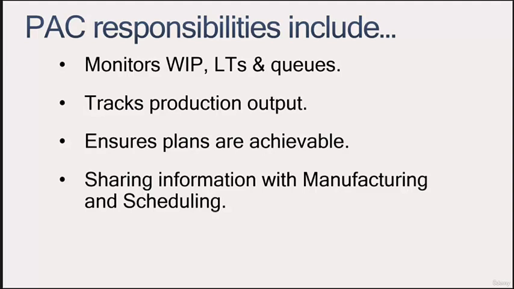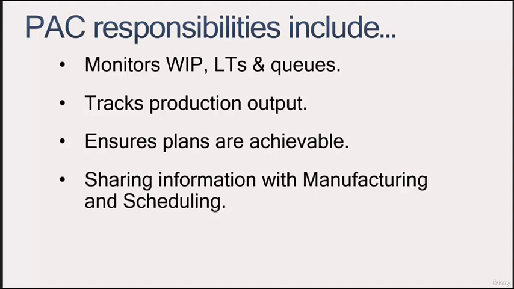PAC makes sure that plans are doable, that they can be achieved. If plans can't be achieved, PAC will then take steps to make changes to improve the plans, such as coordinating overtime or even adding more resources. PAC is continuously interacting with manufacturing and scheduling. They are conveying information and providing feedback. They're making sure that everyone is on the same page and that everyone is working to the same plan.